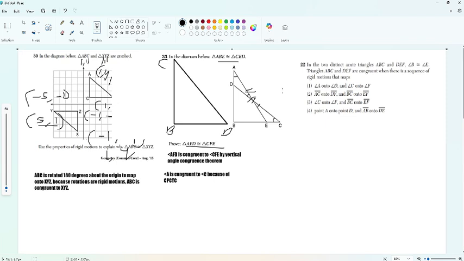That means that we can set these equal. We can see that since CD and AE are congruent by CPCTC.